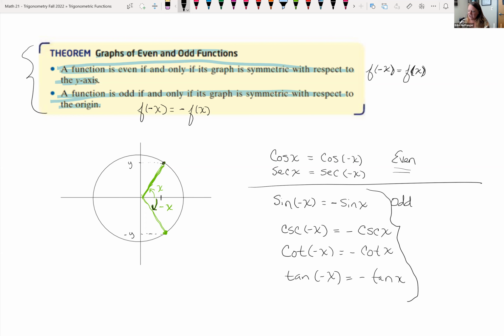So that is just a reminder of some of those properties of functions, and hopefully that will help you when we start talking about graphing sine of x and cosine of x and the other trigonometric functions.